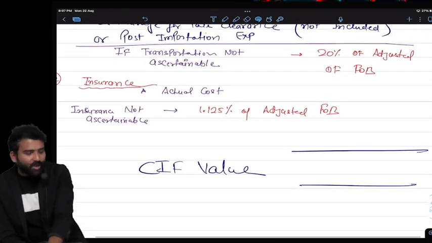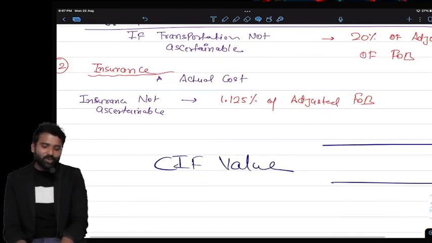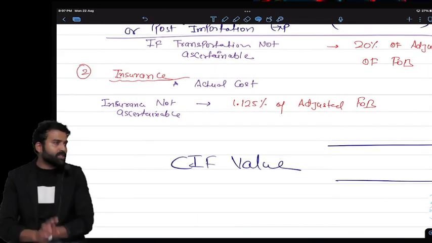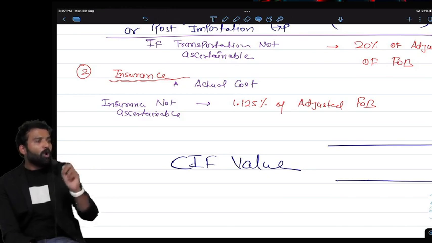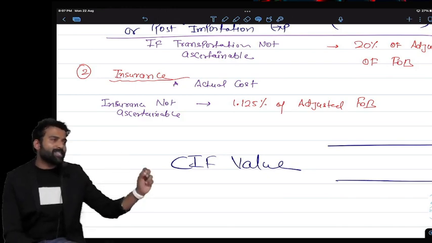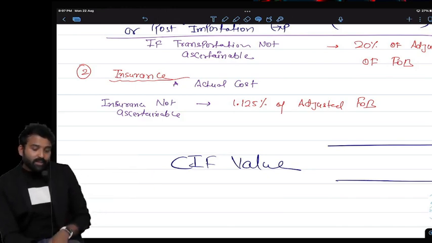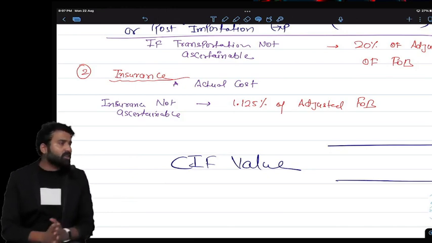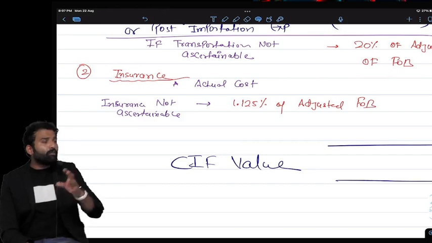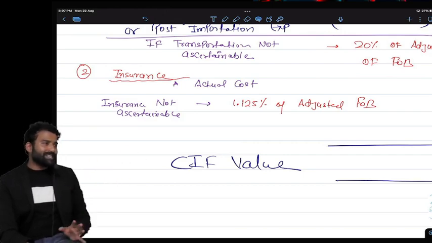Now I am discussing about the insurance also. Insurance, again, two options: actual cost, and if actual cost is not ascertainable, then 1.125% of adjusted FOB. So if actual cost is given for insurance, we have to go for actual cost. If actual cost is not given, then we have to add 1.125% of adjusted FOB.